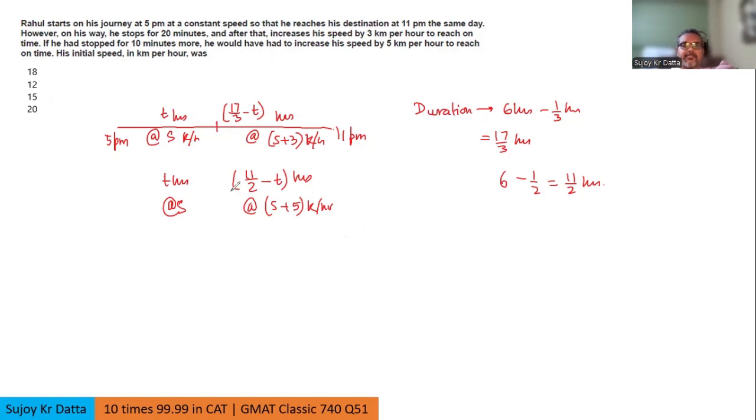So the question they have asked is, what is the initial speed of this person in kilometers per hour. You can set up the equation: st plus (s plus 3) times (17 by 3 minus t). That's the total distance d, which is basically the same as st plus (s plus 5) times (11 over 2 minus t), which is also the same distance.